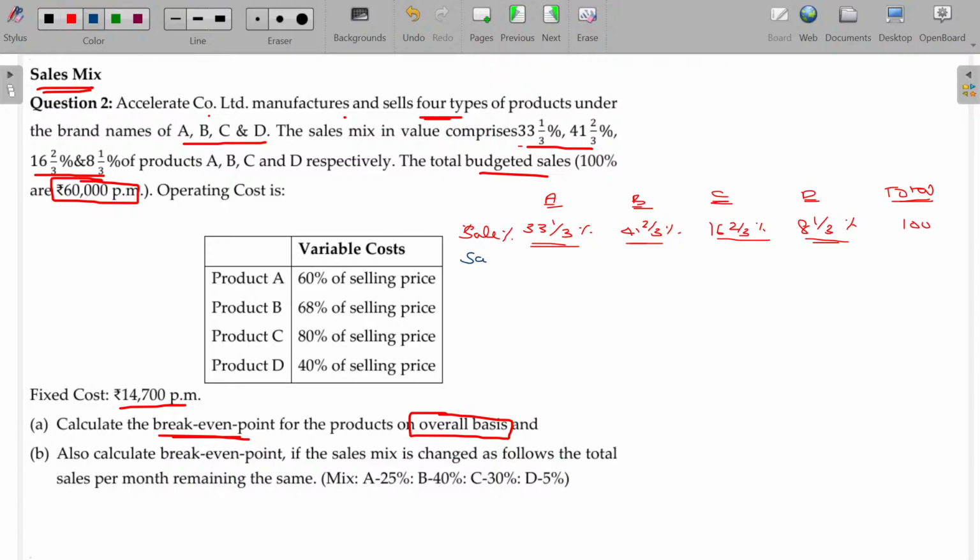Now sales in rupees. 60,000 is the total sales. Out of that, A being 33 1/3, 20,000. And B being 25,000. C being 10,000. D being 5,000.